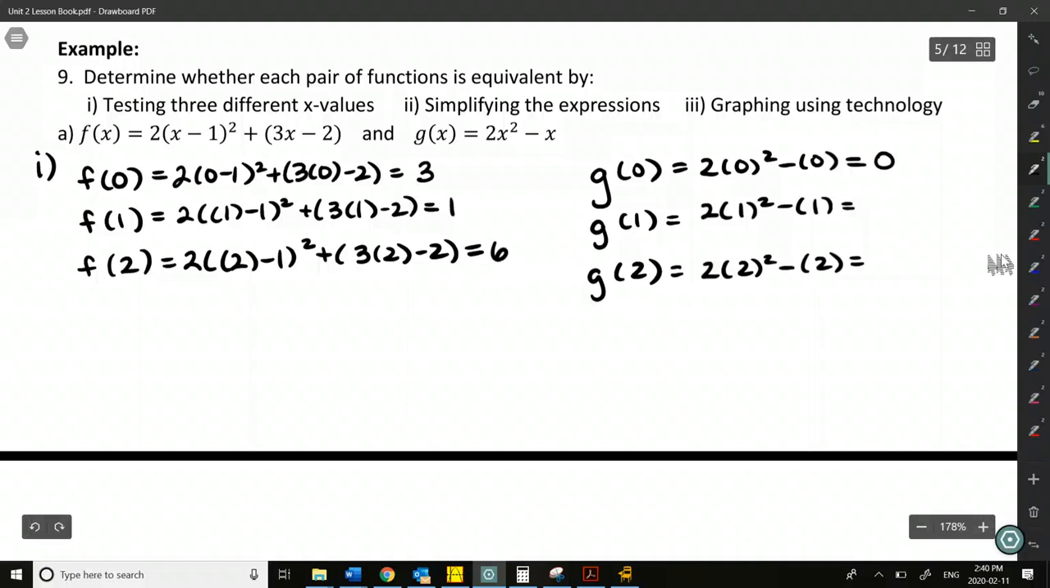And then we get 0. 2 minus 1 is 1. And what do we get here? 8 minus 2 is 6. Did I calculate this right? I did. So, are these expressions equivalent?